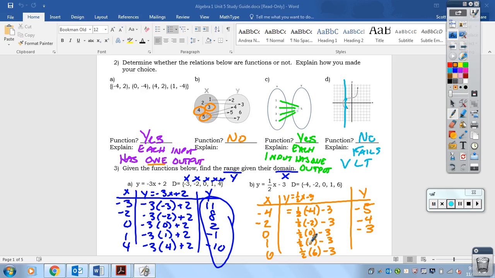1/2 of 1 is 0.5. That's the multiplicative identity, 1/2. 1/2 minus 3 is -2.5. And then 1/2 of 6 is 3. 3 minus 3 is 0. So this is my range given my domain that they gave us.